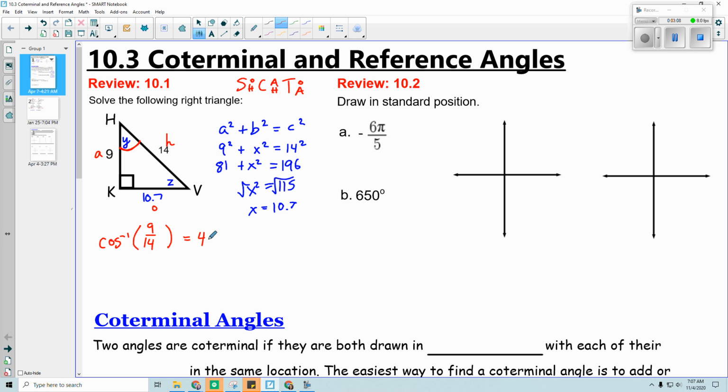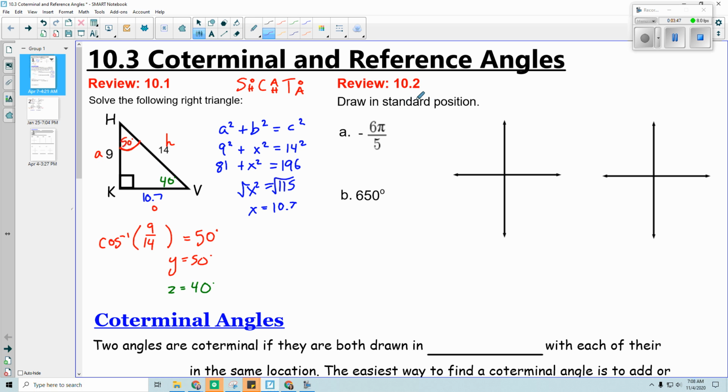And I am getting 49.99 degrees. I'm actually just going to round that up to 50 degrees. So rounded up, I get 50 degrees for this angle, meaning that z, okay, so y was 50, meaning that z has to be 40 degrees by the triangle angle sum rule. Okay, so we have 50, 40, and then 10.7.